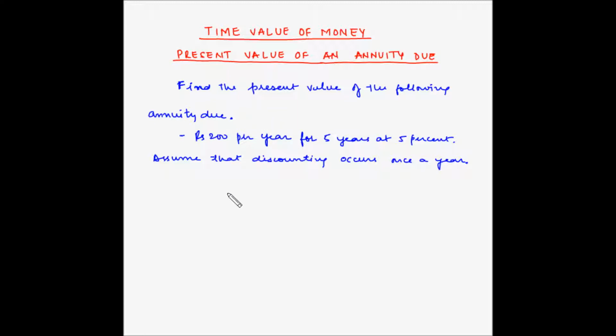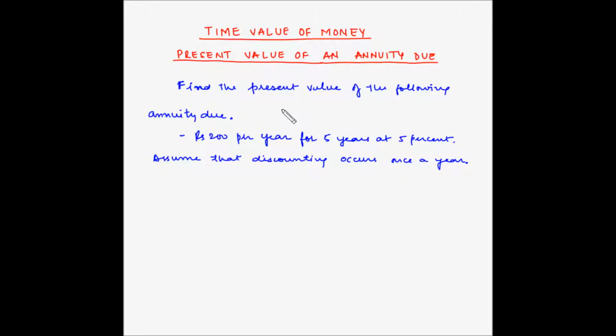Now let us first recall what is an annuity due. So first, what is an annuity? An annuity is a series of equal payments made at fixed intervals for a specified number of periods. Now, if these payments are made at the beginning of each period, then the annuity is an annuity due.